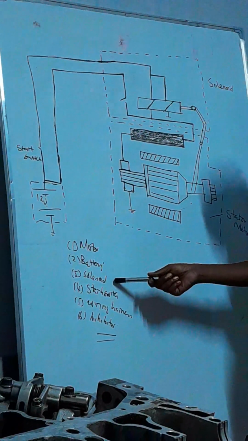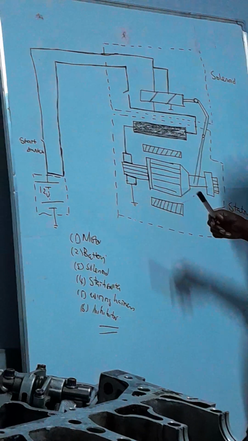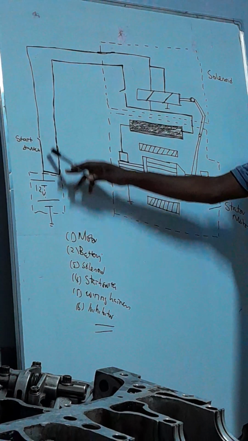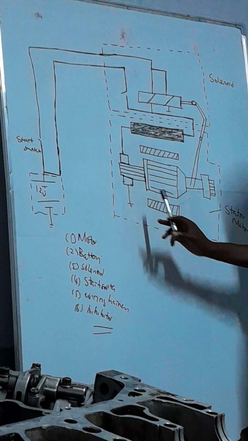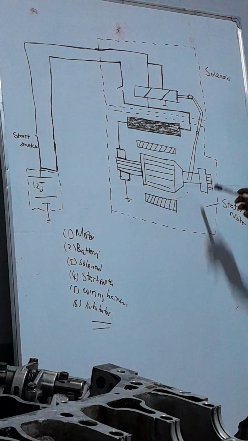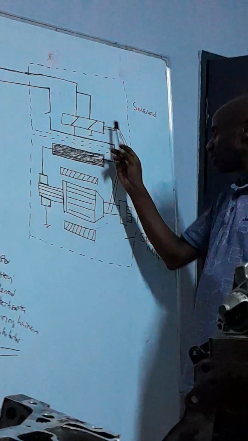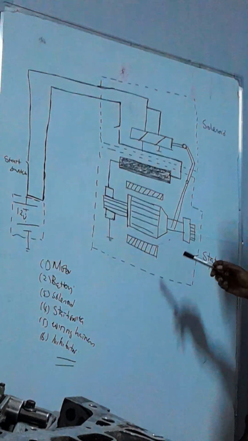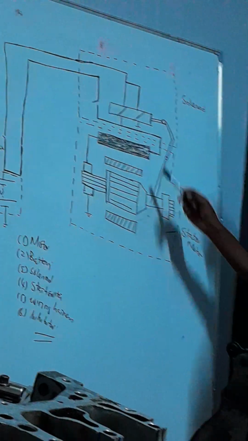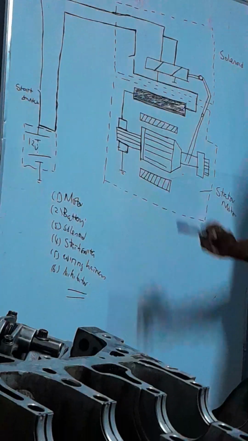The solenoid is a heavy-duty relay which connects the heavy current from the battery directly to the motor. And it also operates the mechanical engagement mechanism, that is the movement of the pinion into the flywheel. It is actuated by the solenoid itself.